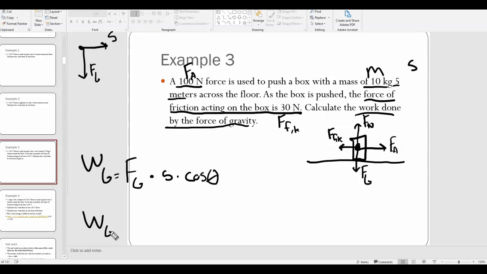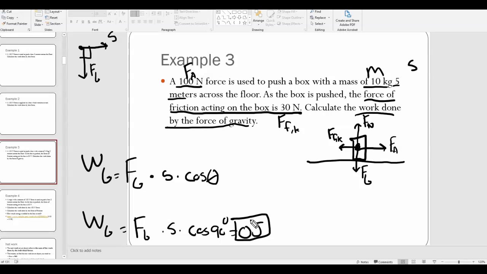Okay, so what angle would that be? Well, that would be 90 degrees. Look at that angle right there, 90 degrees. Cosine 90 is 0, and so the work done by the force of gravity is 0 joules. That's the answer to the question.